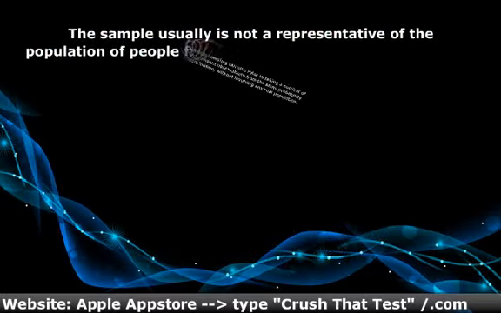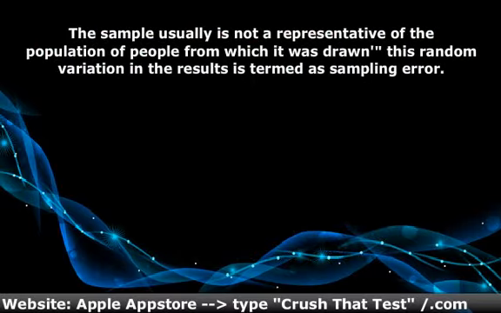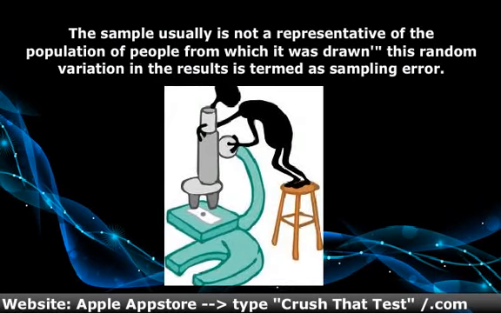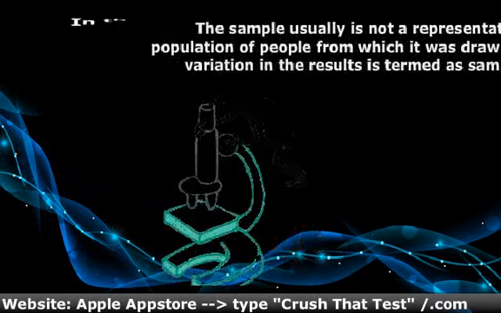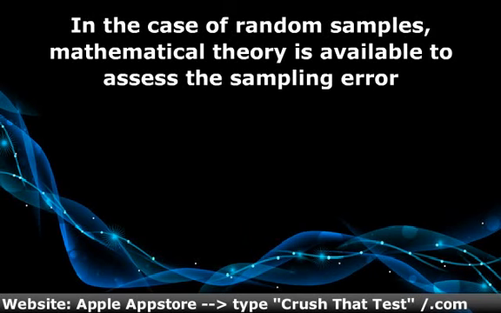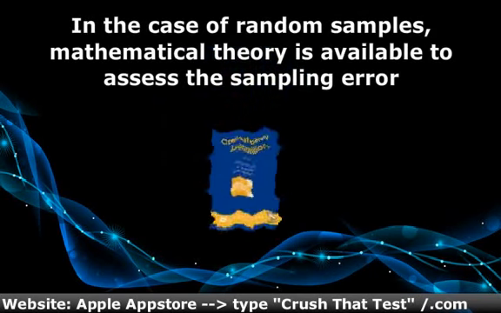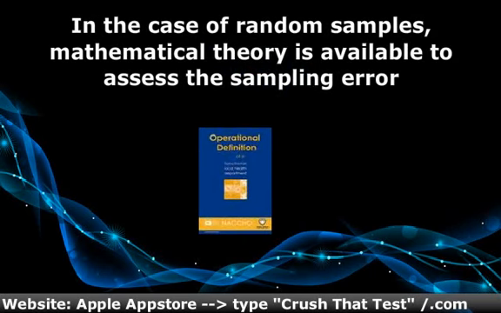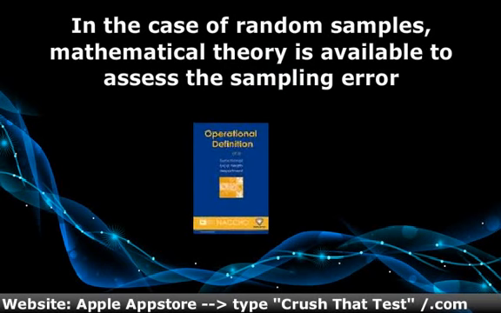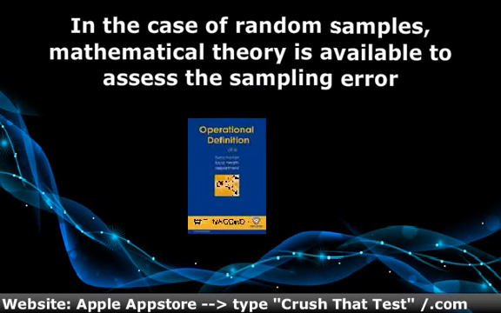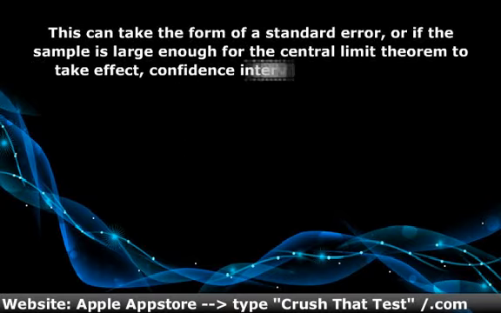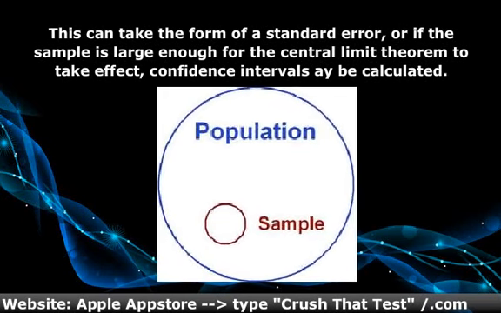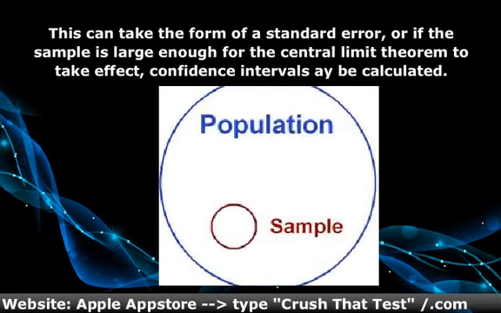The sample usually is not representative of the population of people from which it was drawn. This random variation in the results is termed sampling error. In the case of random samples, mathematical theory is available to assess the sampling error. Thus, estimates obtained from random samples can be accompanied by measures of the uncertainty associated with the estimate. This can take the form of a standard error, or if the sample is large enough for the central limit theorem to take effect, confidence intervals might be calculated.